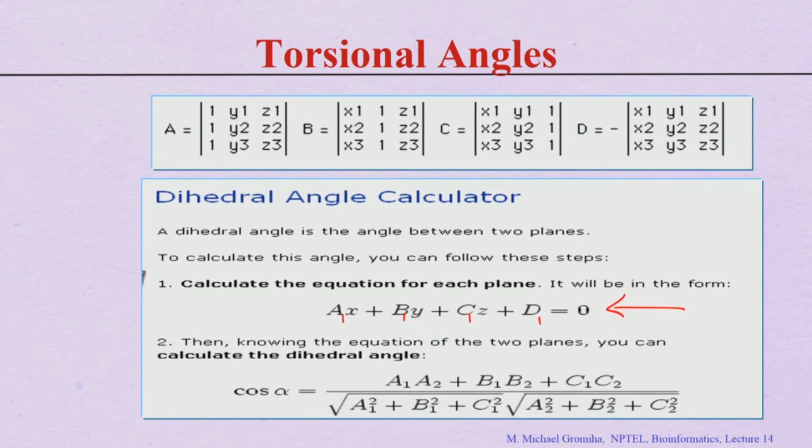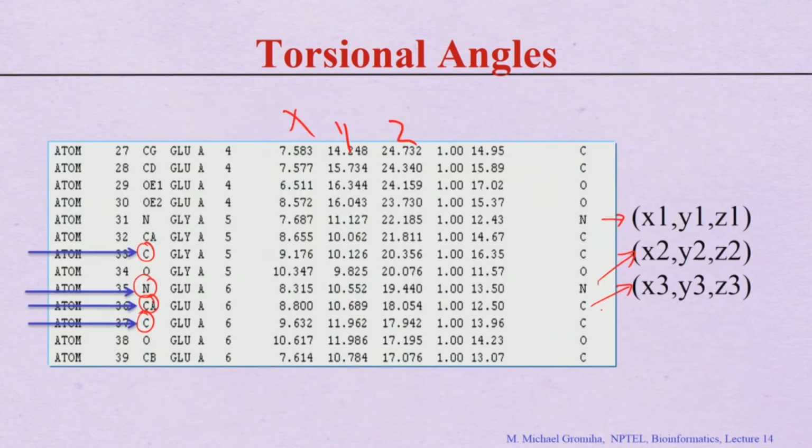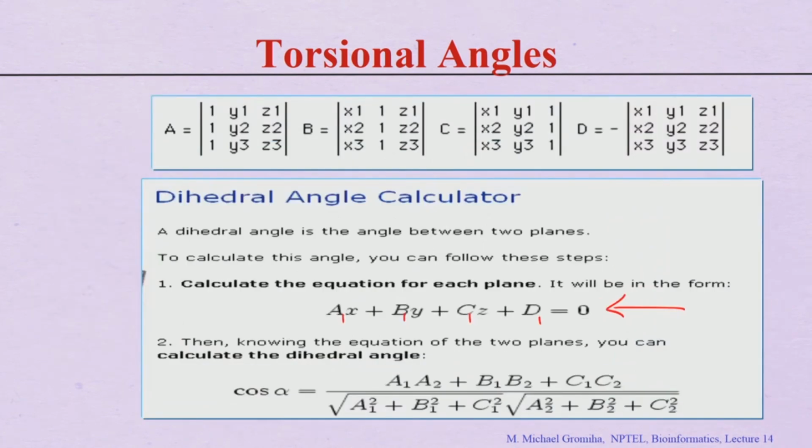Then go for plane 2. What other 3 atoms do we consider? We take this as 1, 2, 3, and take these 3 coordinates, use the same equation, and calculate the equation of the plane: a2x plus b2y plus c2z plus d2 equal to 0. Now you can calculate the dihedral angle using these 2 equations: cos alpha equals a1a2 plus b1b2 plus c1c2 divided by the square root of the product of the norms. Then alpha is the cos inverse of that quantity, which gives you the dihedral angle.